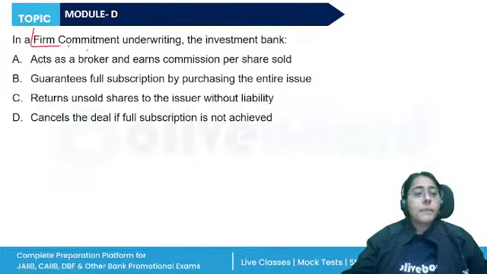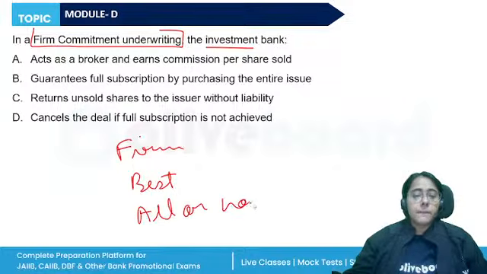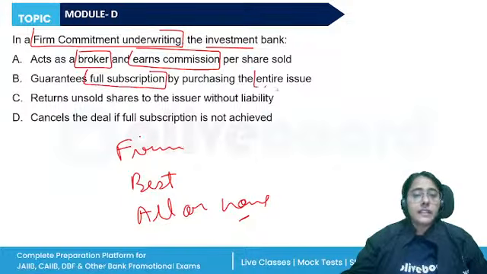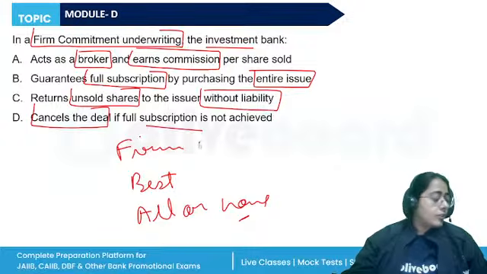Same question. In a firm commitment underwriting, the investment bank. So, there are three types of underwriting services: firm commitment, best efforts, all or none. So, what happens in the firm commitment? The investment bank acts as a broker and earns commission per share sold, guarantees full subscription by purchasing the entire issue, returns the unsold shares to the issuer without liability, cancels the deal if full subscription is not achieved.